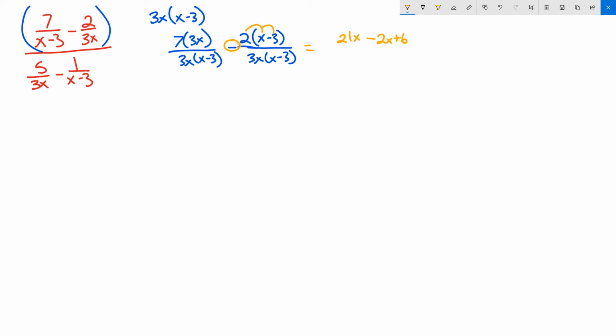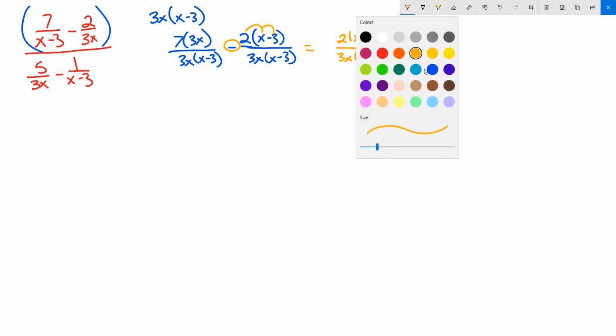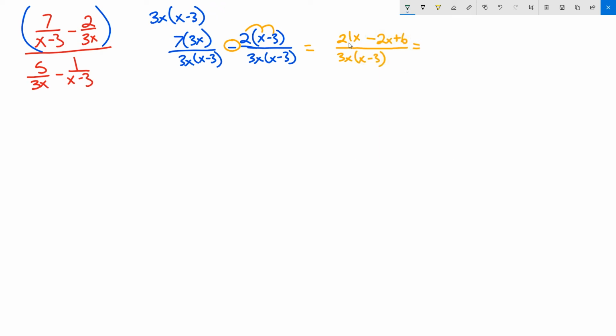You must look at this negative sign or the subtraction symbol here, because it does apply to the 2, and negative times a negative is a positive. And this is all going to be over top of 3x minus 3. So we need to simplify it one more time. The reason is that if you look here, we have some common factors. We've got 21x and 2x. So 21 minus 2 is 19x plus 6, all over top of 3x minus 3.